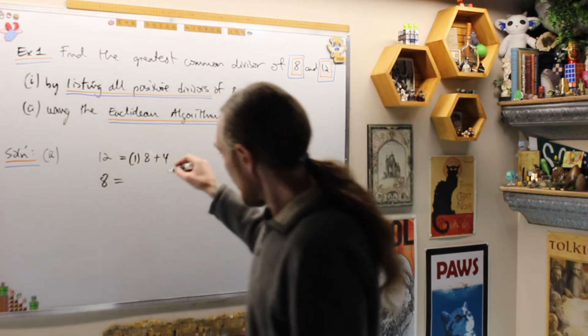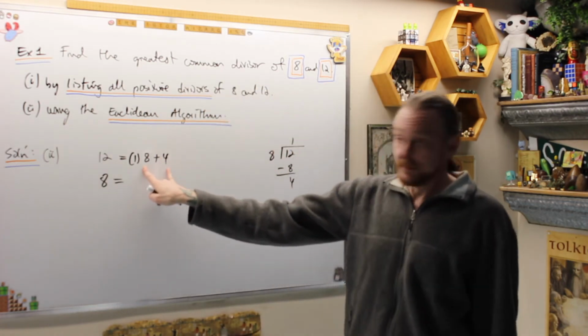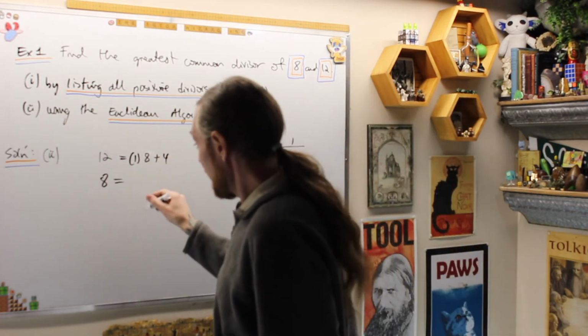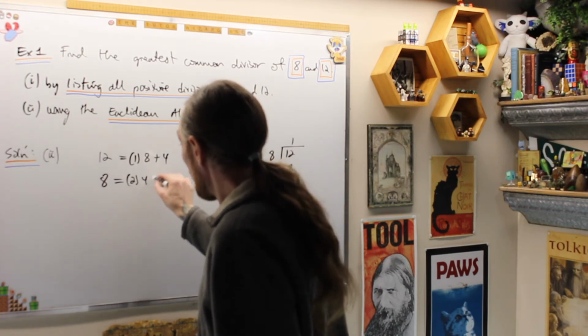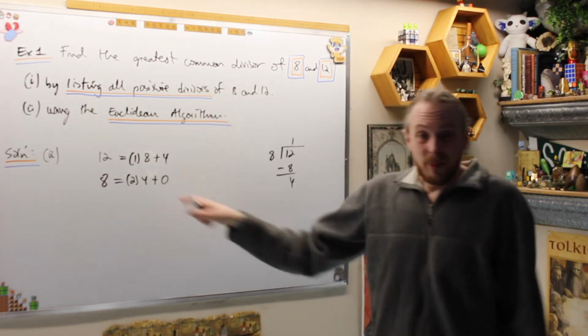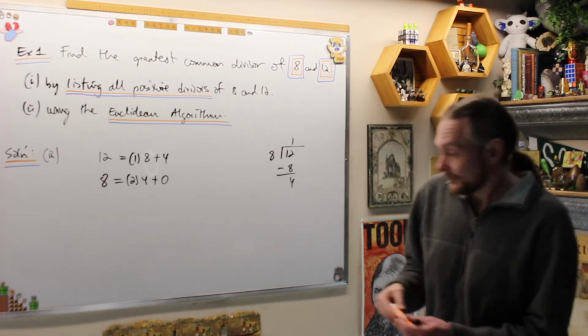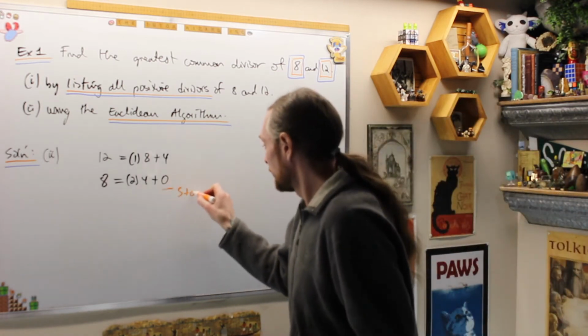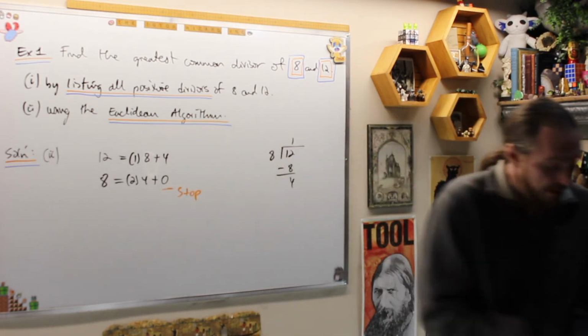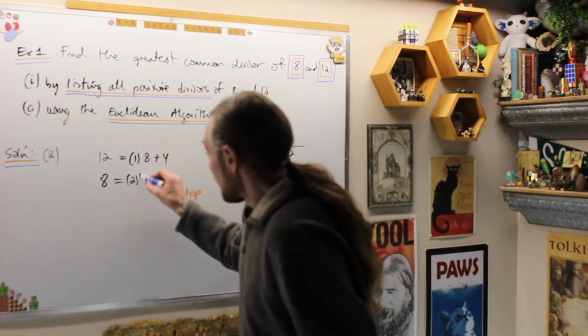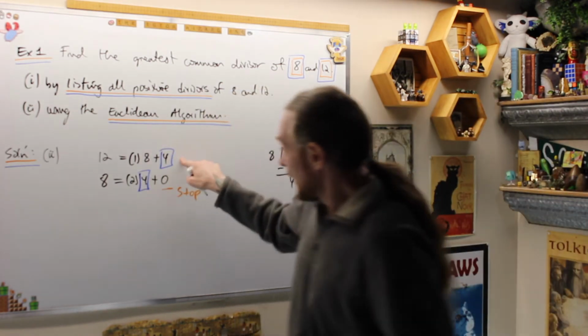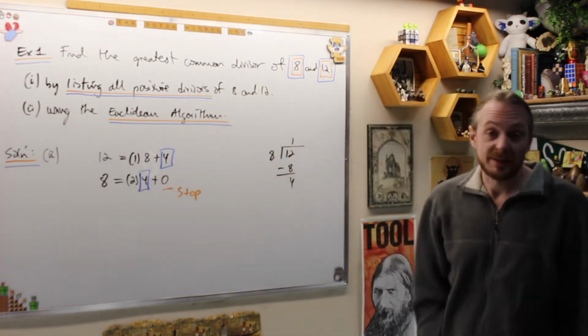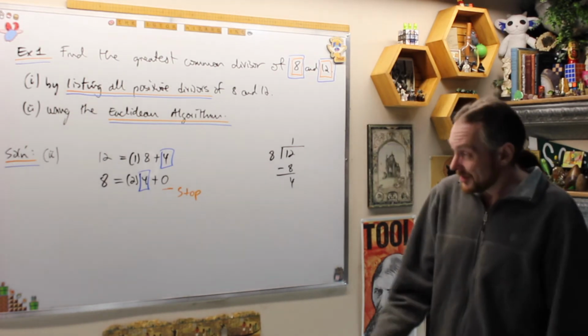And then now I'm going to use these two numbers, 8 and 4. Divide 4 into the 8, and that's going to give me 2 times 4 plus 0. I stop when I get a 0 remainder. And the last non-zero remainder in this process, in this case it only took us 2 steps, it was really quick. I picked small numbers to show.